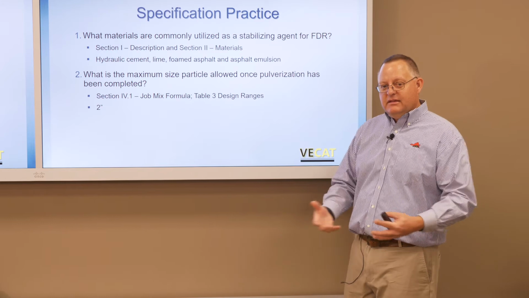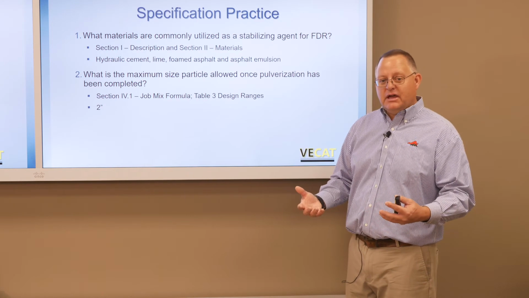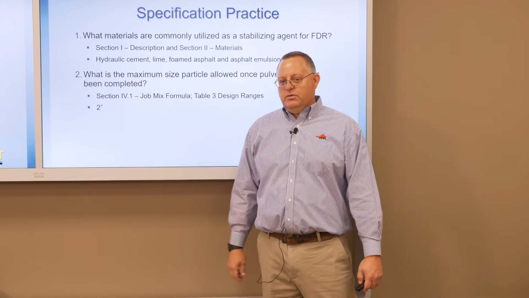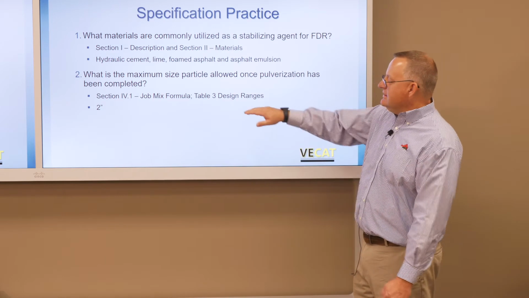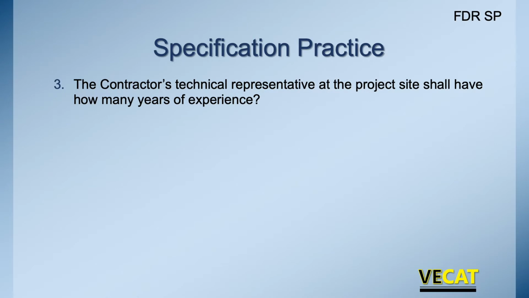But if everything is less than 2 inches out there, the reclaimer is not going to break it down. It's not a crusher. It's not a screener. So everything should be 2 inches or less by spec. So again, that's just one of the things that's in there in your documents. Let's look at a few other things.